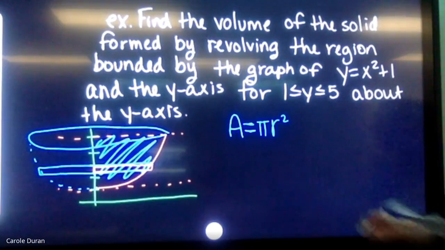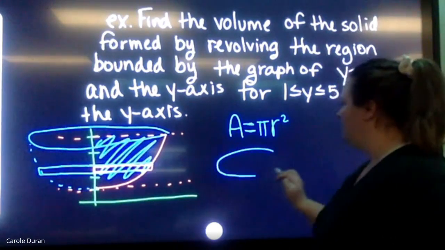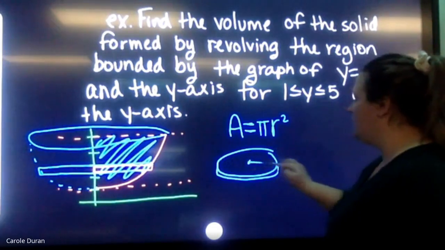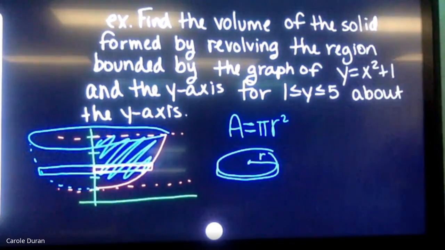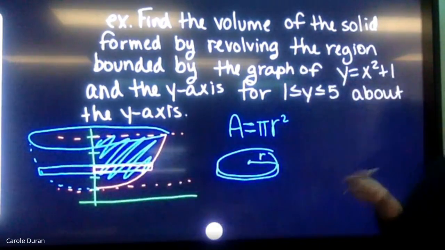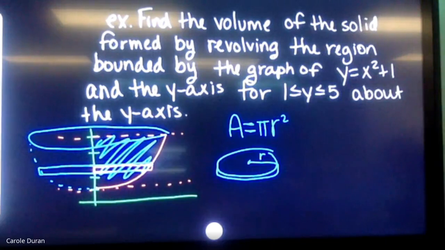And I know that if my cross-section is a disk, the radius goes from the center out, right? That's what the radius on each of my cross-sections is going to look like. It rotated around the y-axis, so I know that my radius is centered right here, although technically that doesn't really matter that much. So I need to calculate that radius. How do I find that radius?